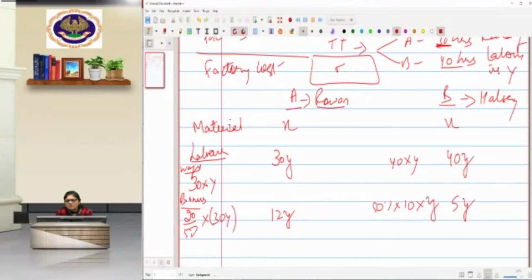All right. 50% of time saved into rate per hour. Rate per hour we don't know. So that it comes to 5Y. 50% of 10 hours saved is 5 hours. All right. Because B has taken 40 hours.